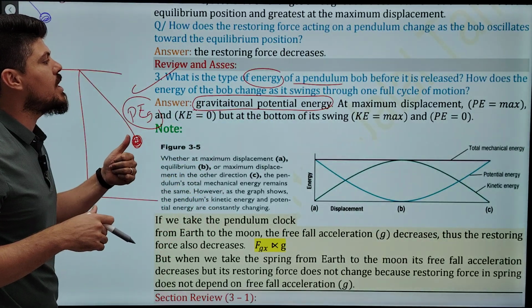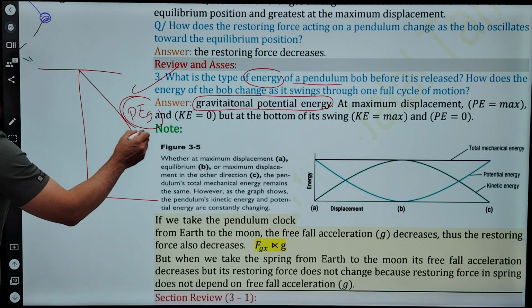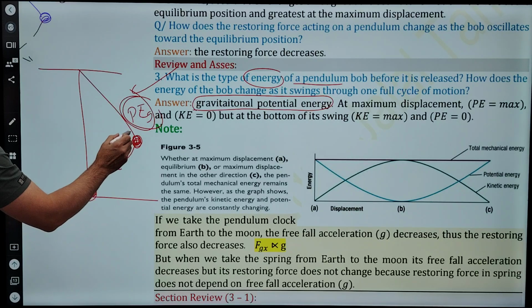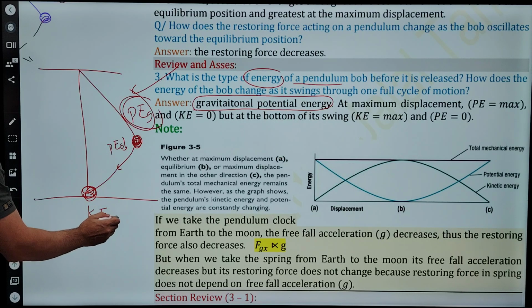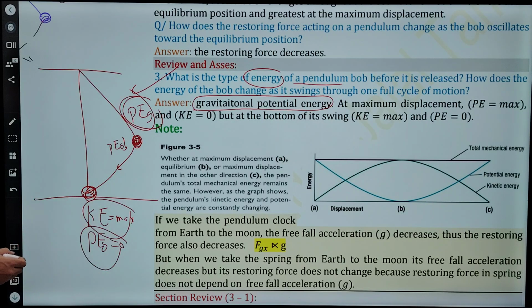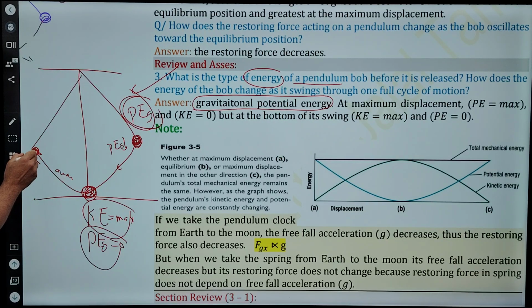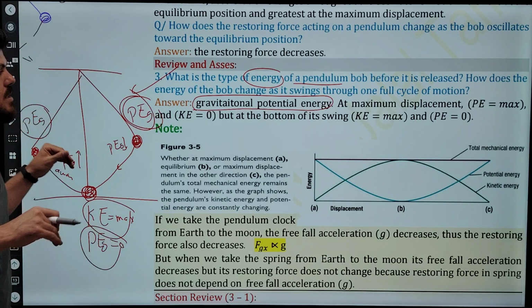How does the energy of the bob change as it swings through one full cycle of motion? Before releasing, we have gravitational potential energy. When we release, this gravitational potential energy decreases until all the gravitational potential energy is converted to kinetic energy. At equilibrium position, gravitational potential energy becomes zero, but kinetic energy becomes maximum. But when the bob moves away from the equilibrium, until it reaches the maximum displacement on the other side, the gravitational potential energy starts increasing again. At the maximum displacement, the entire kinetic energy is converted to gravitational potential energy. This is for one complete cycle.